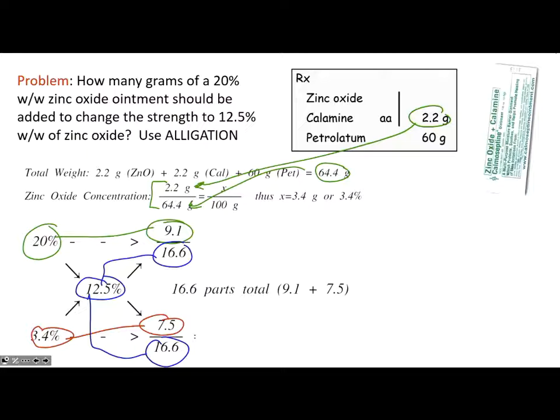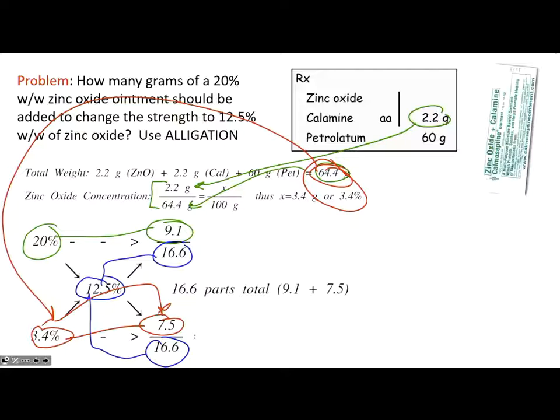What I'm trying to say here is what we know, and I probably should use blue here. No, let's use red. What I know is that I'm going to have 64.4 grams of an ointment that has 3.4% concentration. Are you okay with that? That's the amount that we have. That amount is the amount of the 3.4%. Therefore, that amount represents the 7.5 parts.